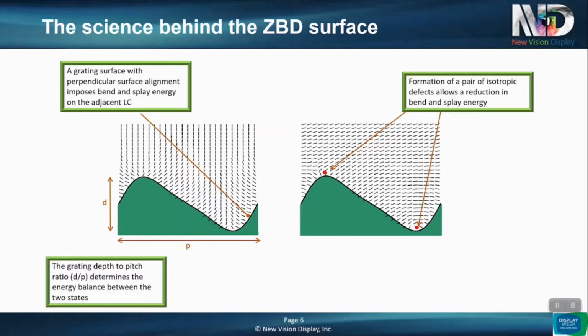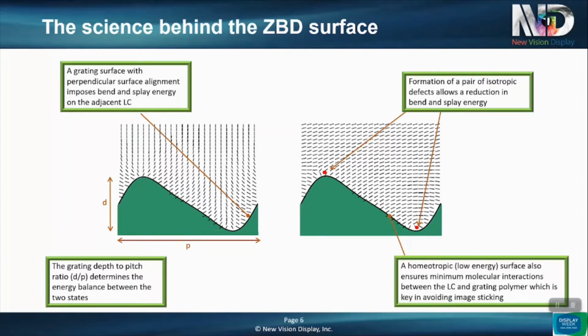The homeotropic anchoring is important for another reason, because it provides minimal molecular interaction. We saw a talk earlier about zero anchoring on a planar surface, and it's very hard to avoid image sticking in that case. For homeotropic anchoring, you sort of get that fundamentally with the surface.